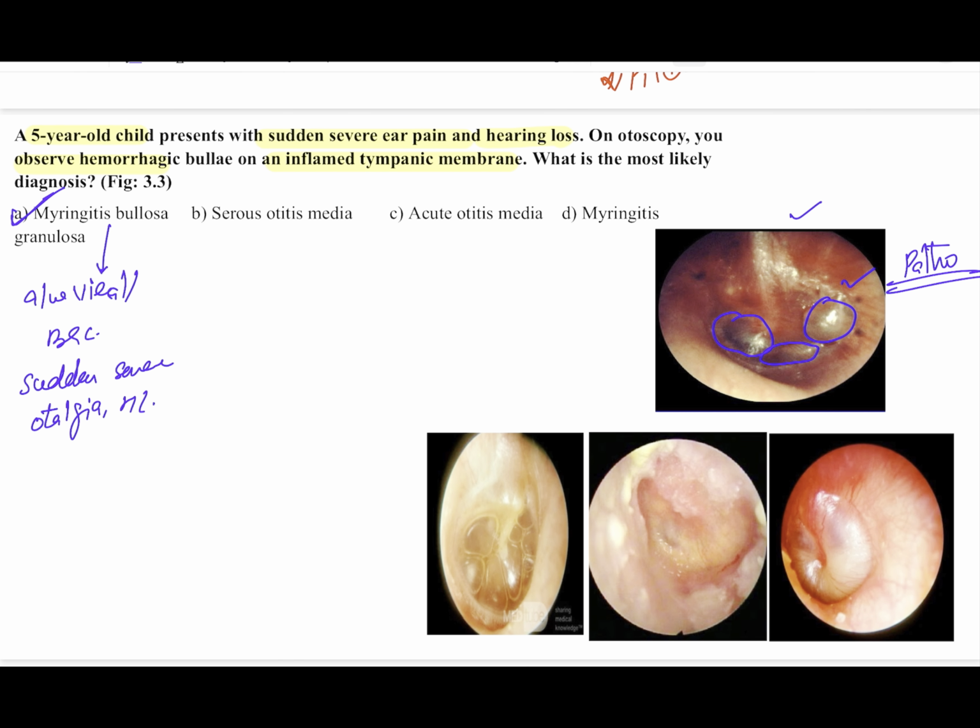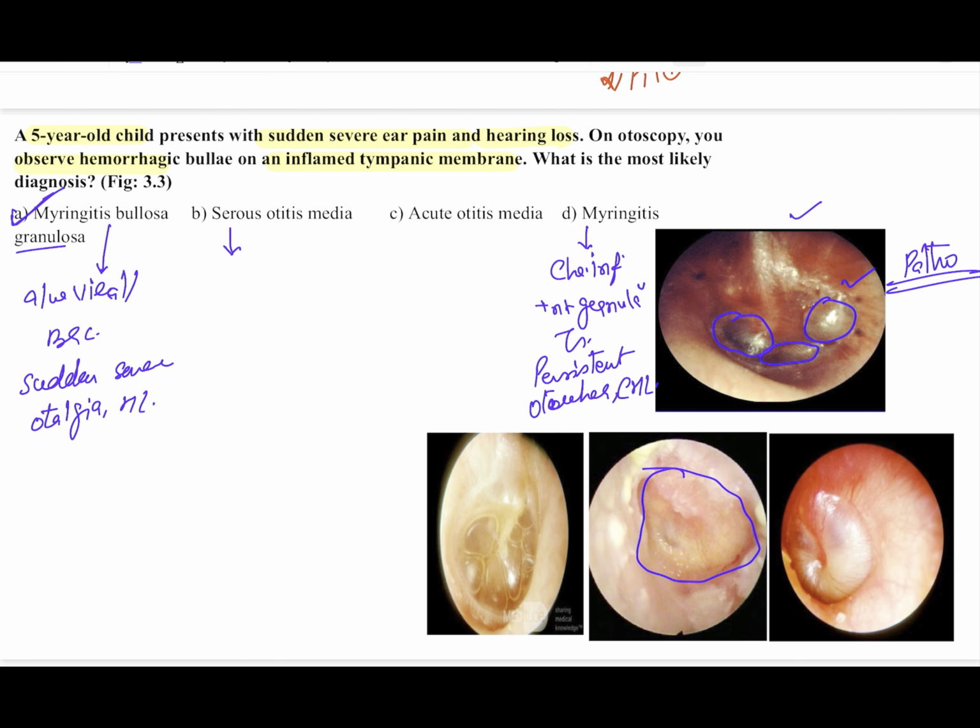Why not myringitis granulosa? Because myringitis granulosa is a chronic inflammation. Granulosa means there has to be presence of granulation tissue. So when you see the tympanic membrane, you will see this granulation tissue. Here you can see this is myringitis granulosa. In this condition, the patient will present with persistent otorrhea, persistent ear discharge, and conductive hearing loss.